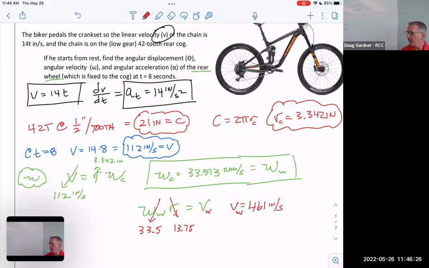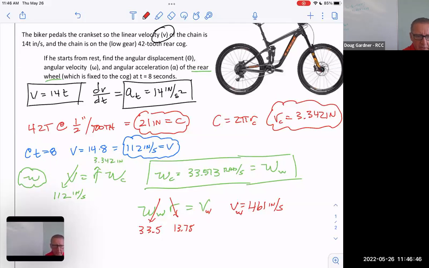So it's across this room. This room is probably 35 feet. It's roughly across this room in 1 second. That's pretty fast. So again, I didn't ask for that, but that's just kind of cool. That illustrates how you work back and forth and how radius makes a difference.